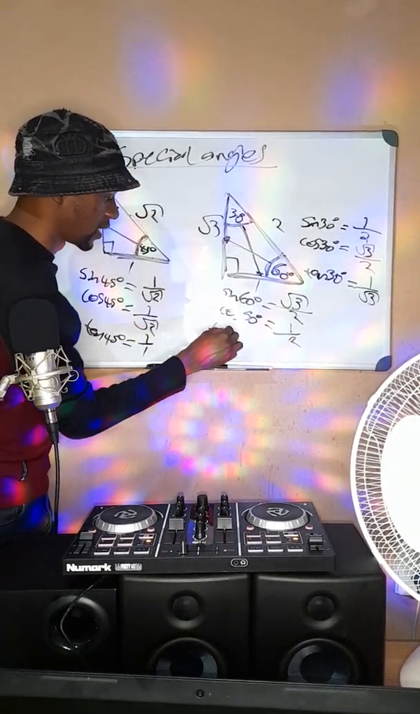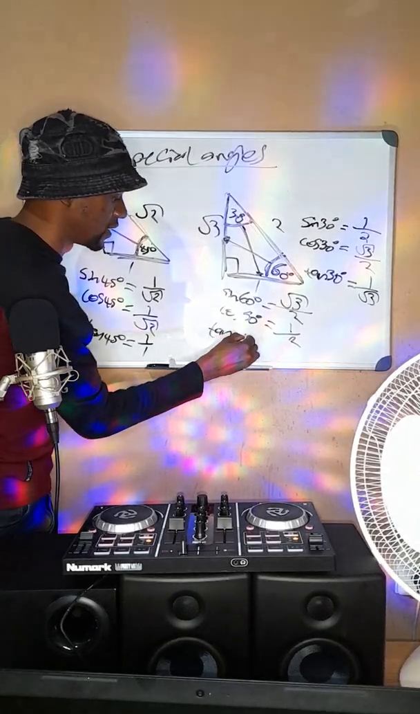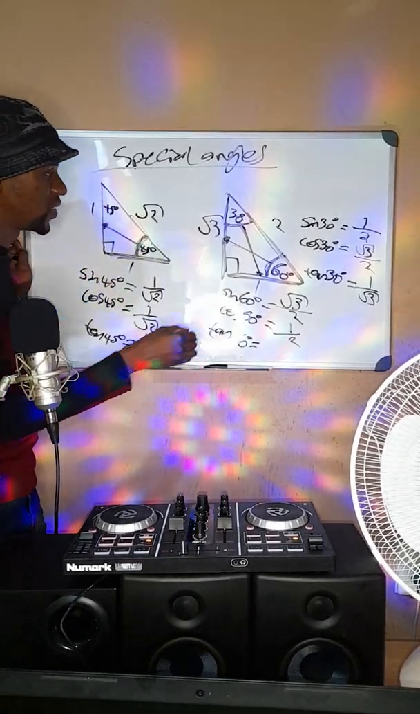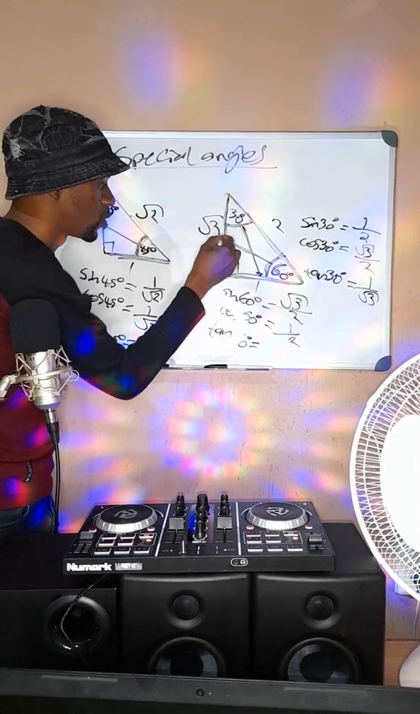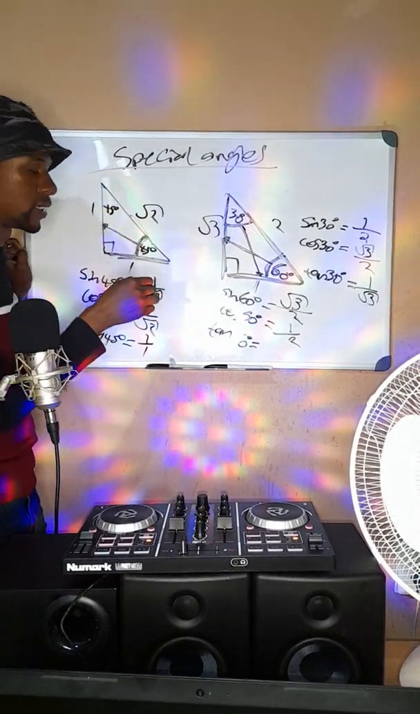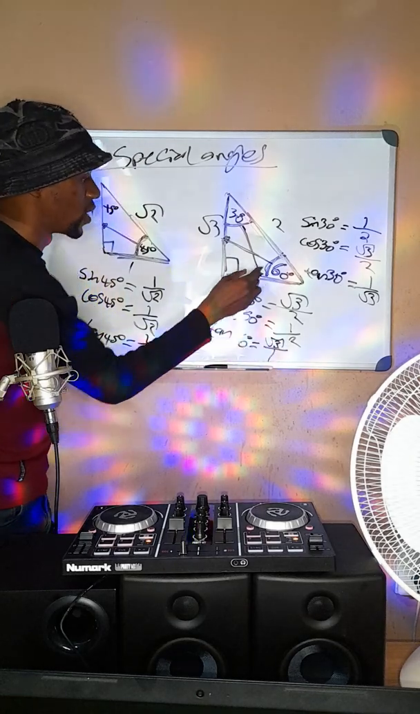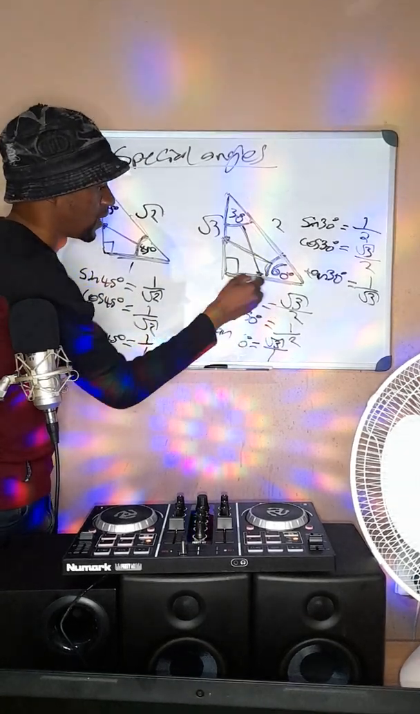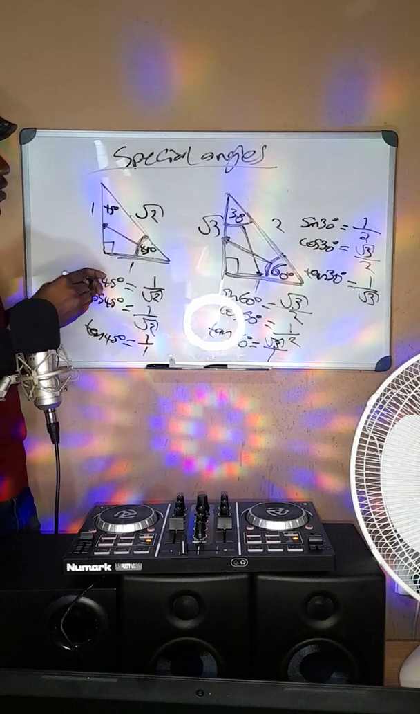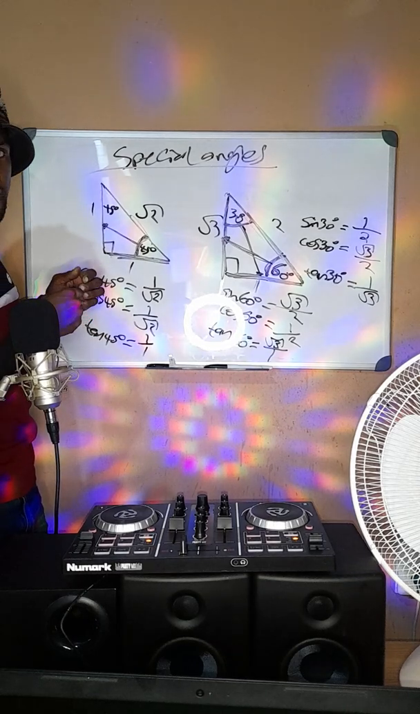Then we can have the tan of 60 degrees, okay? Tangent by definition is opposite over the adjacent there. Then we must have the square root of 3 over 1. The opposite over the adjacent there, okay? That's all about the special angles, okay?